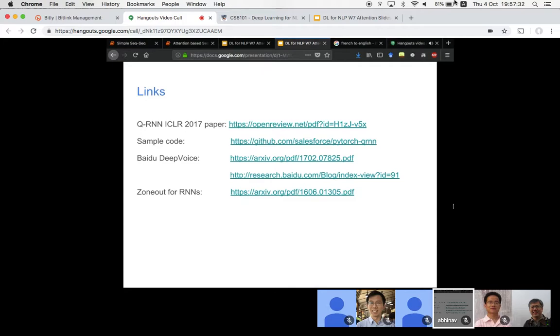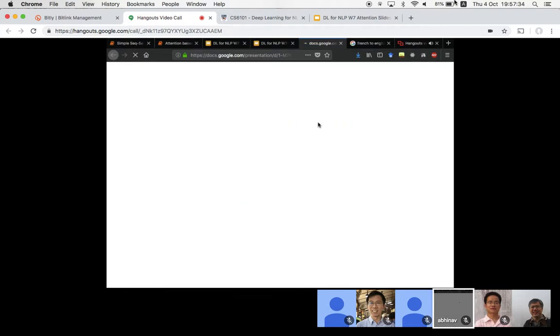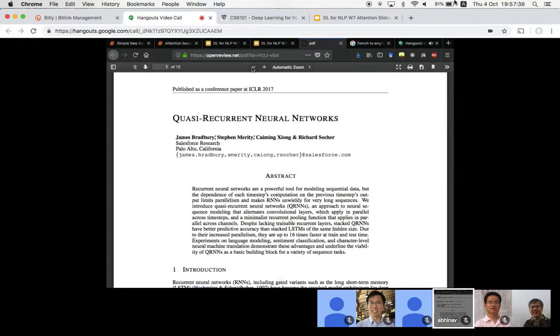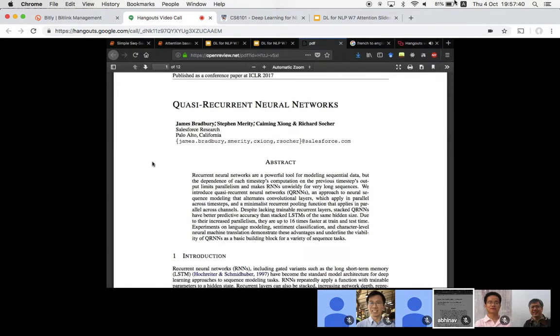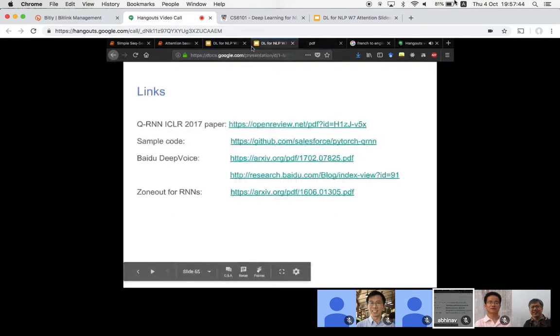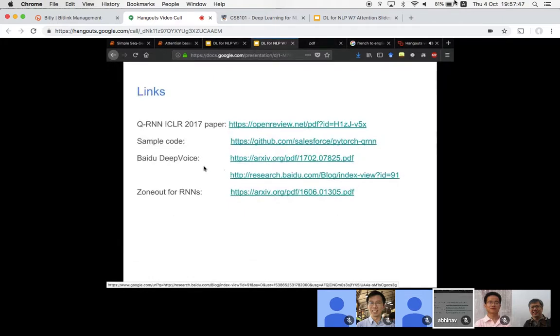So the original paper, this one, I think this is the introductory paper to all of this work. Such is in there as well. Yeah. And I find this interesting because apparently Baidu's Deep Voice project is using QRNNs.